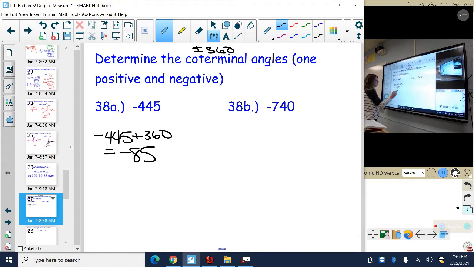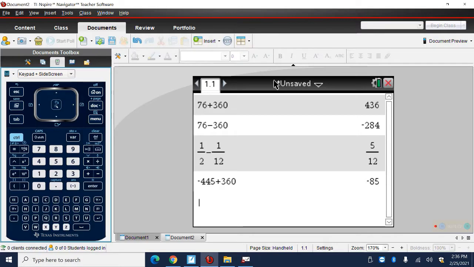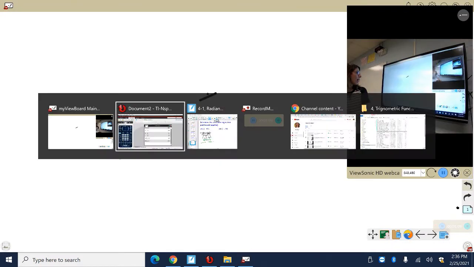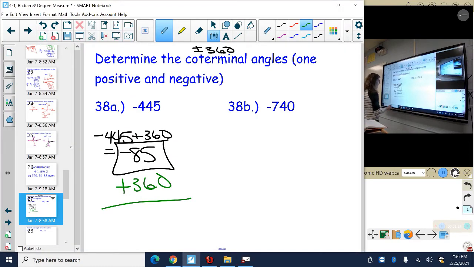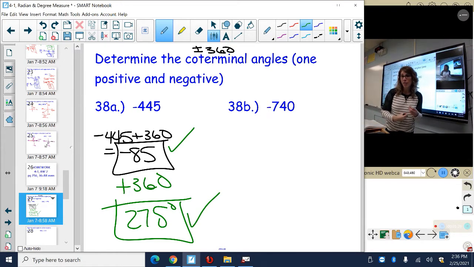So there's negative 85, but guess what? I have to go ahead and add 360 to that again to come up with a positive angle. So if I add 360 to that, that gives me 275, which is exactly what I need to have both positive and negative answers there. So 275. By adding 360 both times, I was able to obtain a negative angle and a positive angle. I didn't technically have to subtract 360.